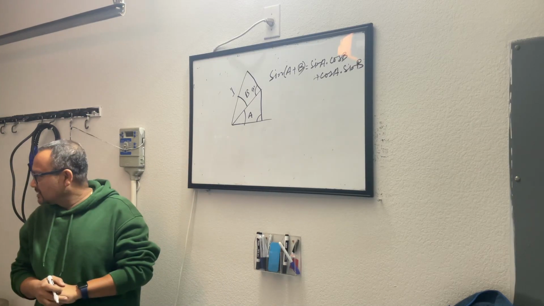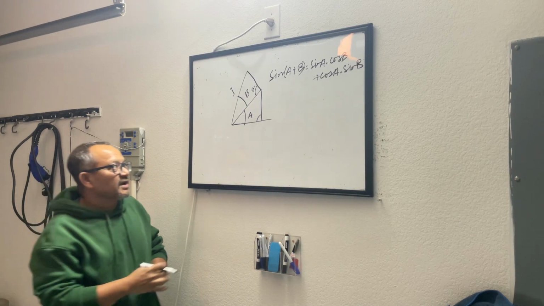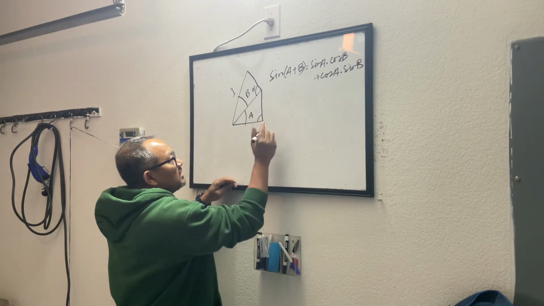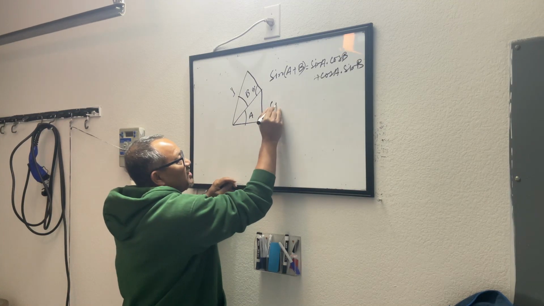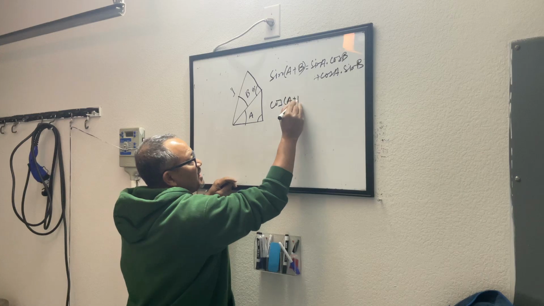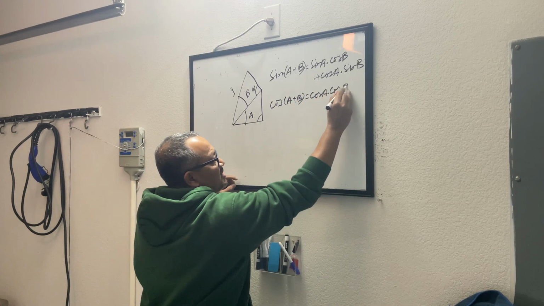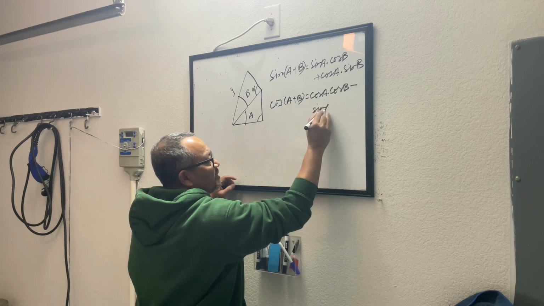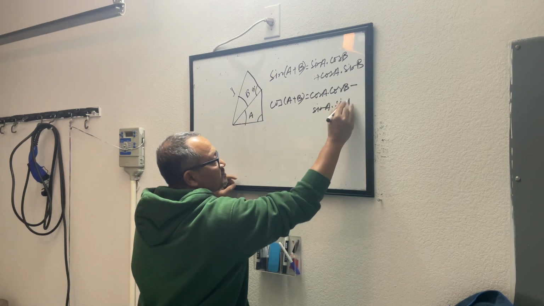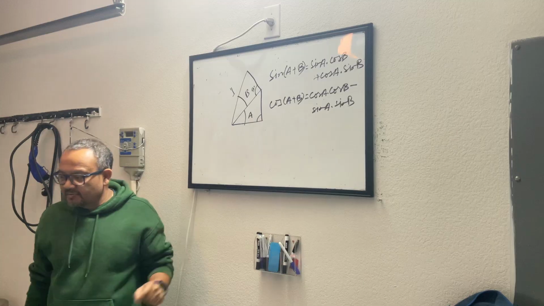And the same way we derived the second formula using the same picture, which was cos of A plus B equals cos of A cos of B minus sine of A sine of B. Does it ring the bell for you guys?